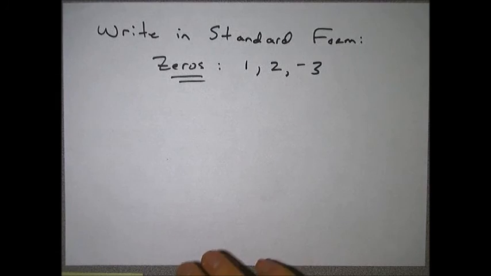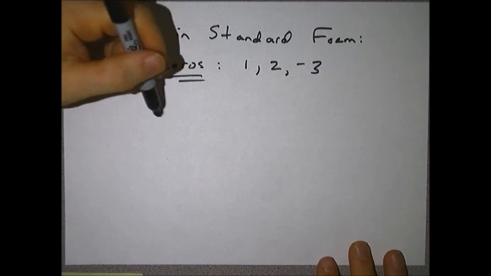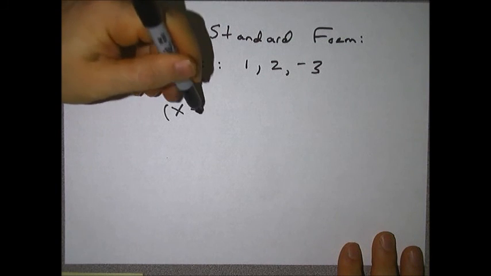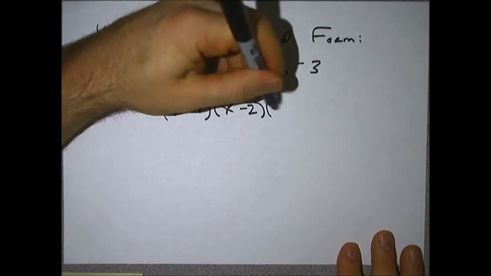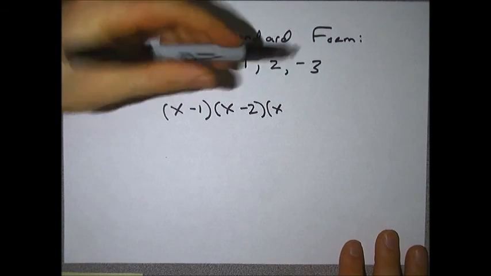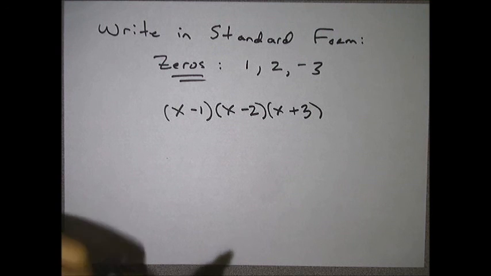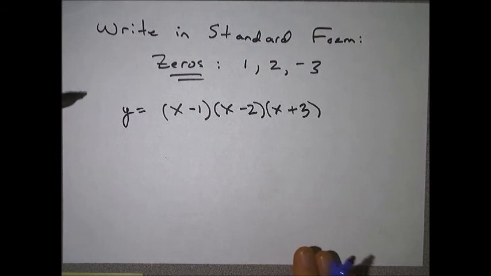If it asks you to write the problem in standard form, we want to go backwards. So it's x minus each 0. So x minus 1, x minus 2, and x minus a negative 3 is going to be x plus 3. We want to multiply these out. So to multiply them out, this is really y equals. We're trying to come up with an equation.